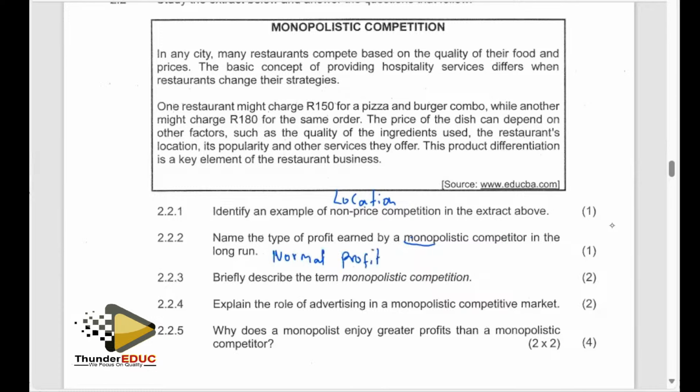Normal profit. Okay, right. Briefly describe the term monopolistic competition. When we talk of monopolistic competition, this is a market where we have little barriers to entry, and most of these businesses all sell similar but slightly differentiated products or services. In short, these are types of businesses with competition, barriers to entry are low, and they all sell similar but slightly differentiated products or services.